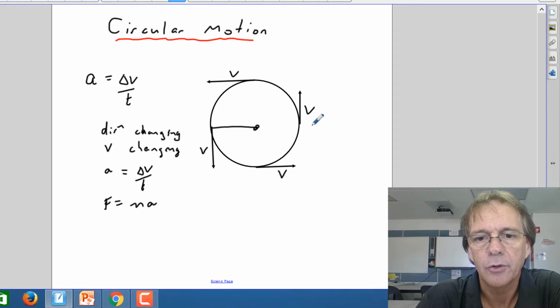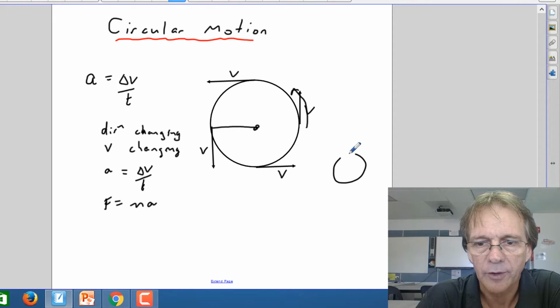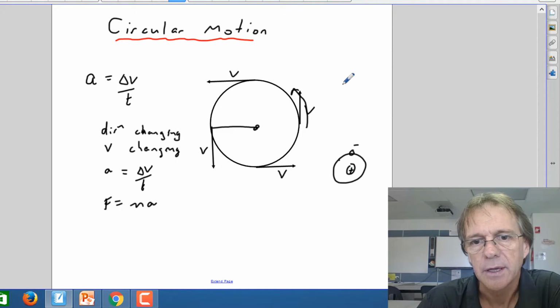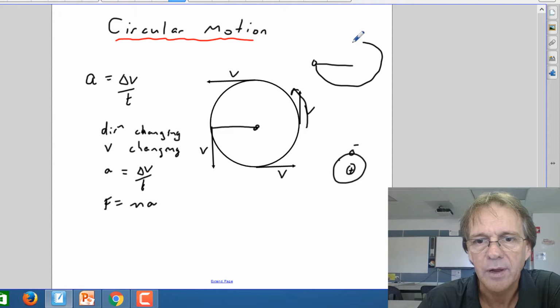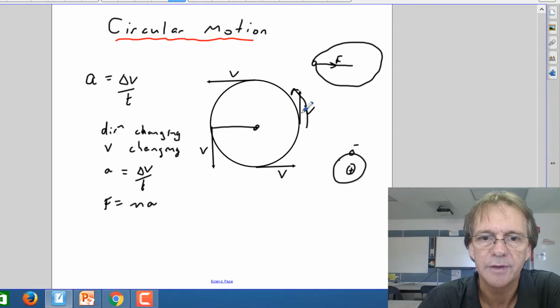If it was a car going around a corner, then we would be talking about the friction between the tyres and the road. If it was an atom, where you've got an electron, which is negative, going around a positive nucleus, the force there is electrical force. If you were talking about an item on the end of a string being swung around, then the string tension is providing the force. And it turns out this force will be towards the centre.